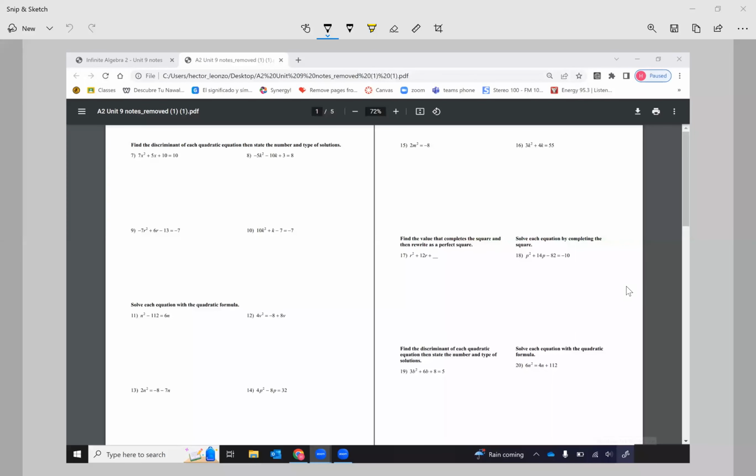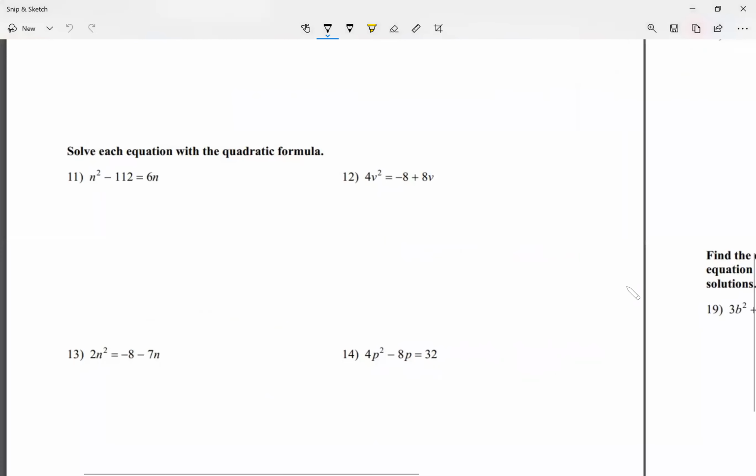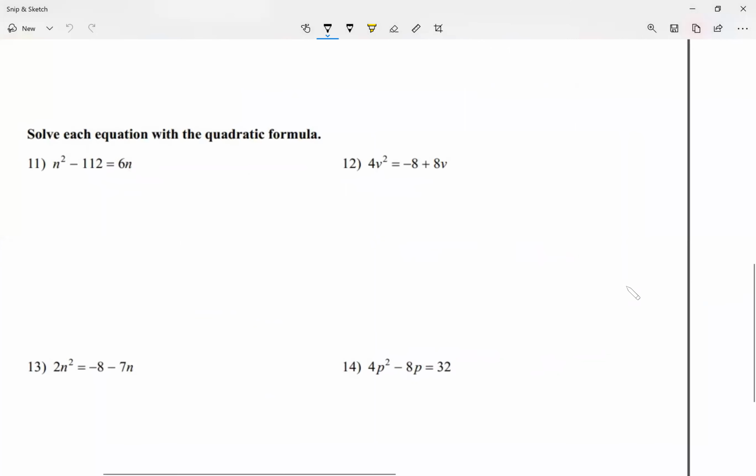Okay, now we're going to be learning the quadratic formula. Questions 11 through 16. We're going to use the quadratic formula to solve each equation. You guys know a few methods for solving.